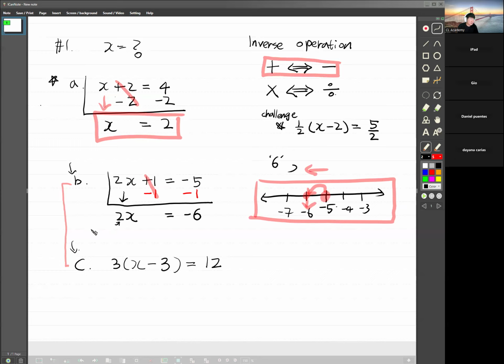Now that's called the coefficient. We mentioned the coefficient many times. Coefficient and variable. What's the operation between them? Multiplication. So what's the inverse of multiplication? Division. So we divide by 2 on both sides. Then 2 over 2 becomes 1. 1 times x becomes x. 6 divided by 2 is 3, but we have a negative, so it becomes negative 3.